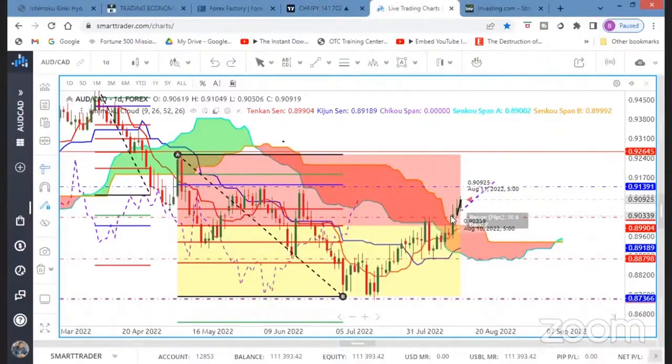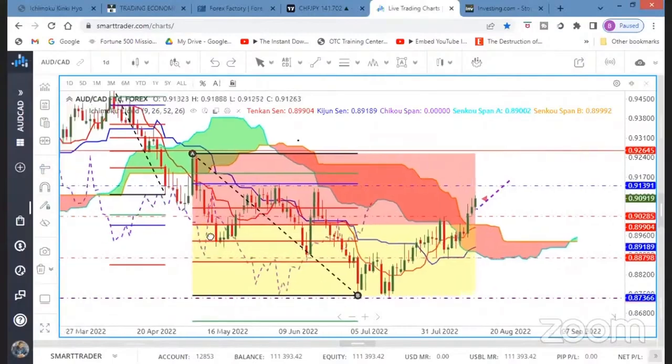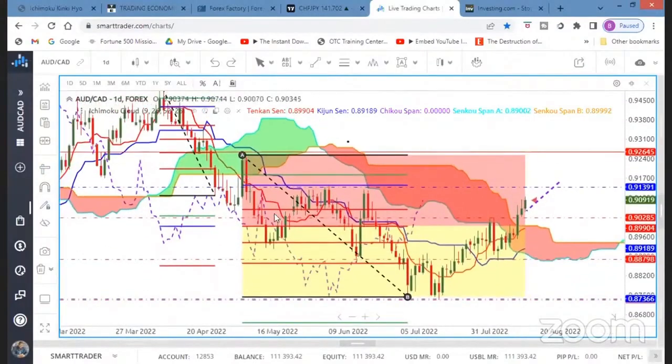You can even say, man, I'm looking for cloud breakouts. Oh, I got a cloud breakout. Let me drop down to my lower time frame to play a pullback off of Fib. So many different things you can do with the cloud. It's a really, really cool tool. I really, really like it.